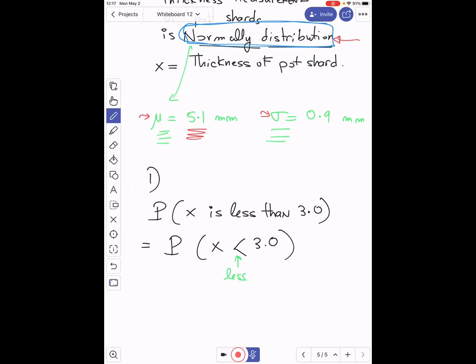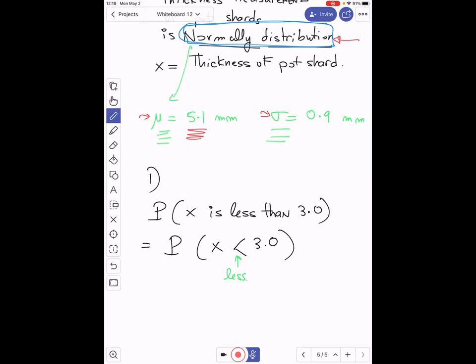So how do we compute such a probability? As I said, when you have a normal distribution and you want to compute the probability, you have to convert your x to the standard normal distribution. The standard normal variable is z. So you need to go from x to z. Does this make sense to you guys?